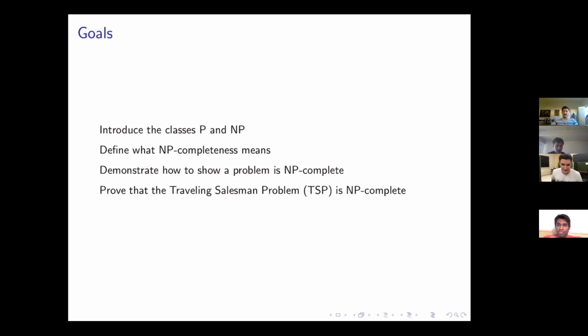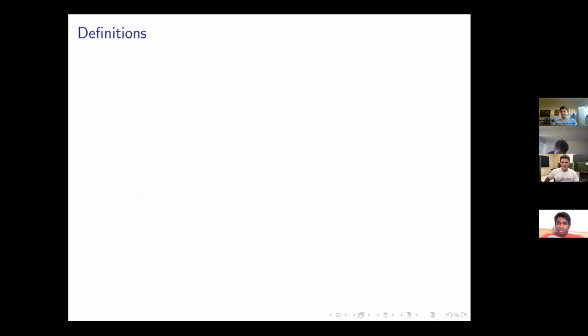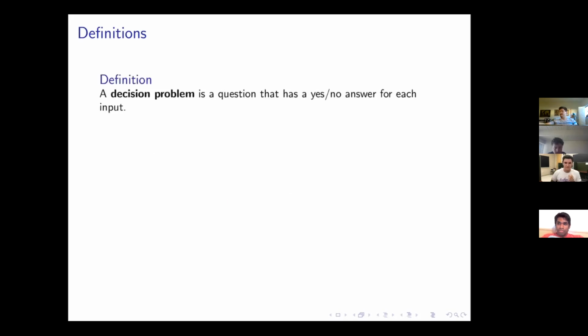All that said, there's still a number of definitions that we need to get out of the way, just so that we're all on the same page in terms of some of the language. So the first thing I wanted to define is what a decision problem is. It's just a question that has a yes or no answer for each input.